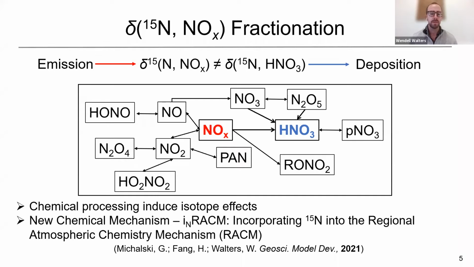And then this can lead to significant isotope effects. We have recently developed a new chemical mechanism that explicitly incorporates the 15N isotope, such that we have a much better understanding of the major chemical processing and isotope effects that influence δ15N as NOx is oxidized.